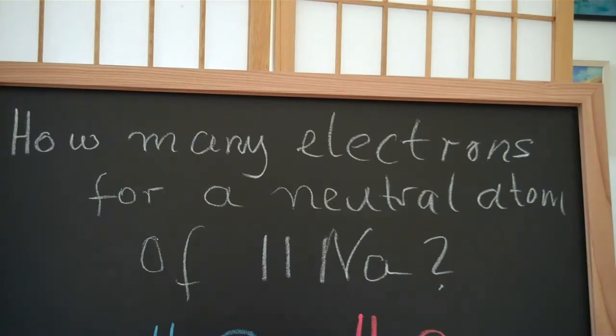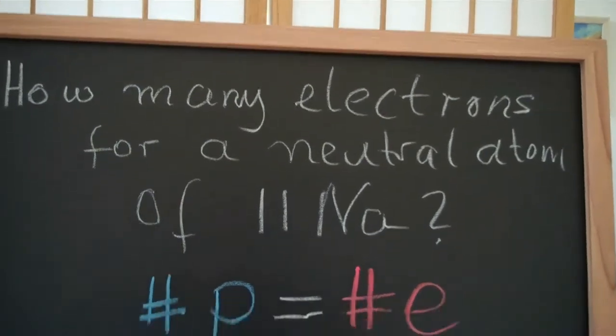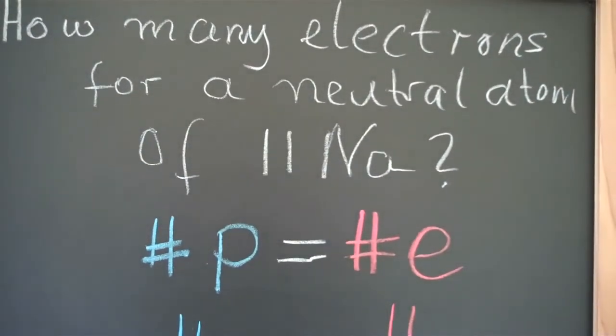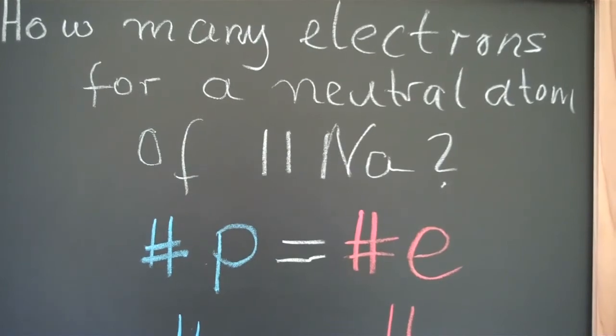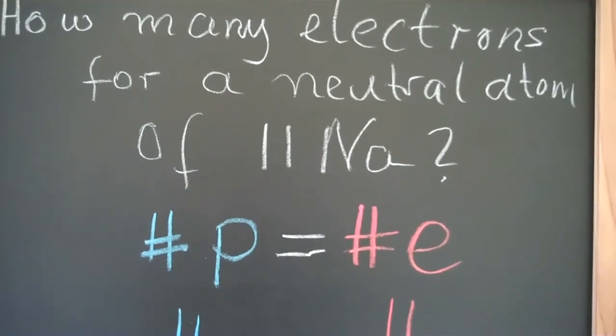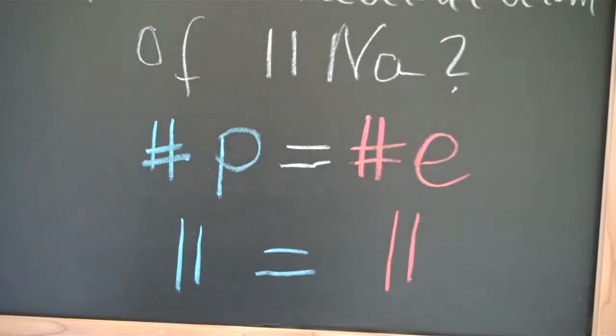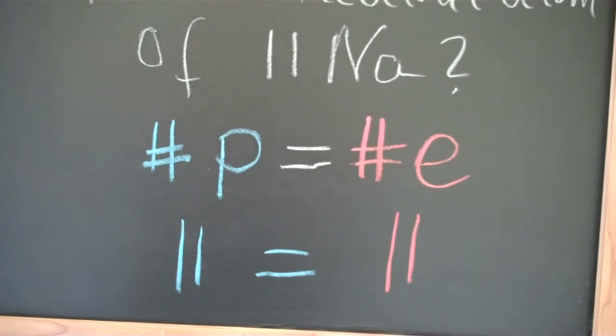The next question we have to answer is, how many electrons do you need to make sodium a neutral atom? We know that a neutral atom has the same number of protons as electrons. So as sodium has 11 protons, it needs exactly 11 electrons.